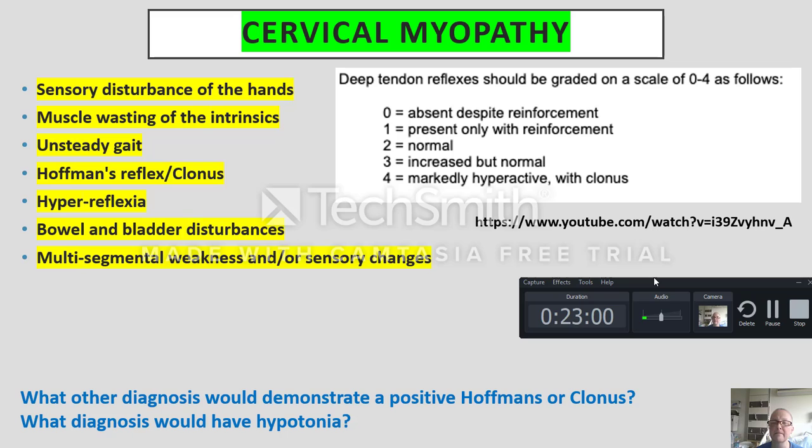So with the deep tendon reflexes, a 2 is normal. Then the 1 is present only with reinforcement, and the 0 is absent despite reinforcement. A 3 is increased but normal, and then a 4 is markedly hyperactive with clonus. What other diagnosis would demonstrate a positive Hohmann's or clonus? What diagnosis would have hypotonia?